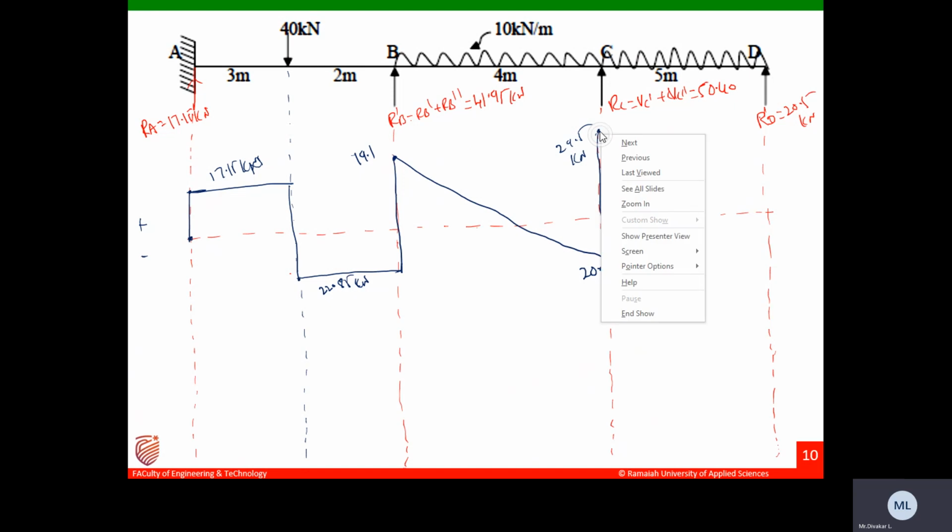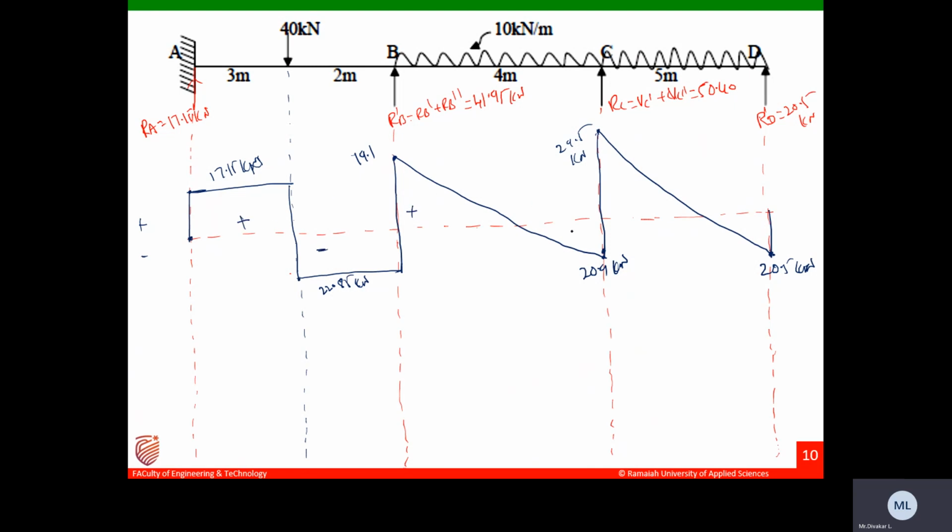So this is around 20.5. Minus 20.5 plus 20.5 is 0, like this. So I started with 0, I have to end with zero. This is plus, this is minus, this is plus, and this is minus, plus, and this is minus. Okay, this is how we need to draw the shear force diagram.